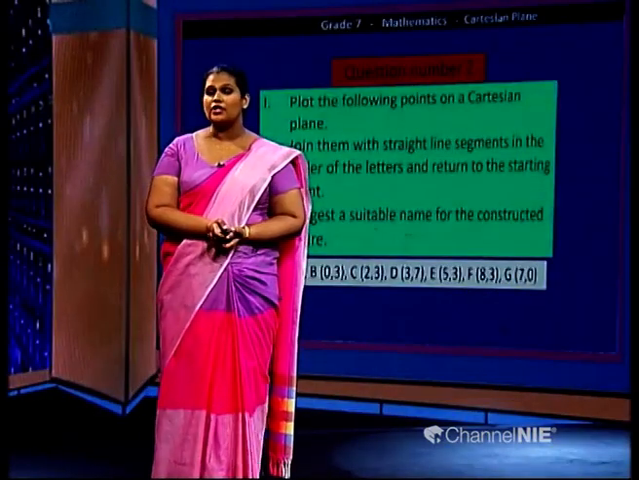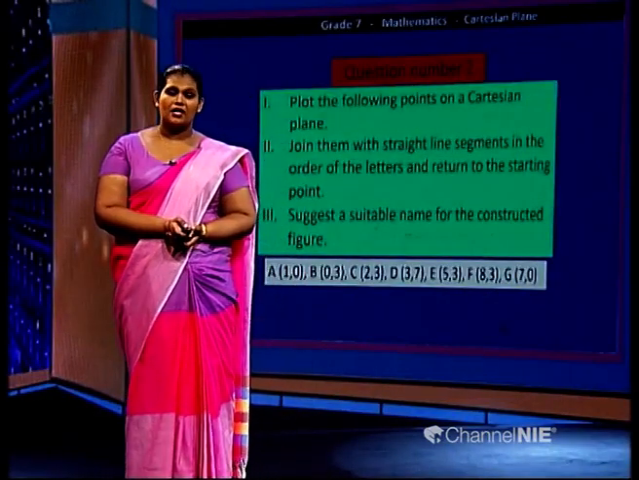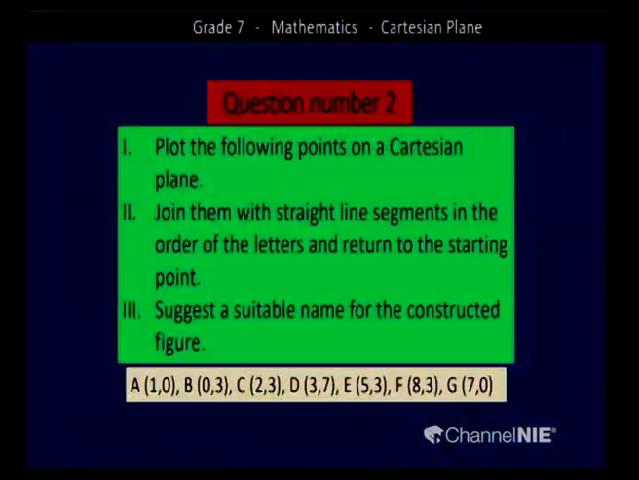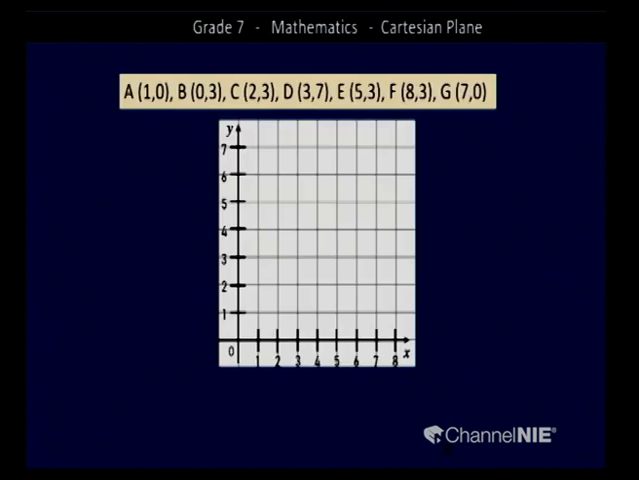Here I have given you points as point A, B, C, D, E, F and G. First of all, we have to plot these points on a Cartesian plane. So, we will do that first. We will start from point A, the x coordinate is 1, y coordinate is 0. By now, we know that when the y coordinate is equal to 0, it should lie on the x axis. So, I can mark point A here.